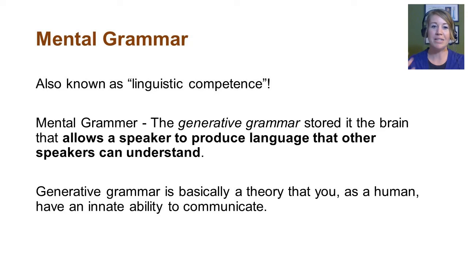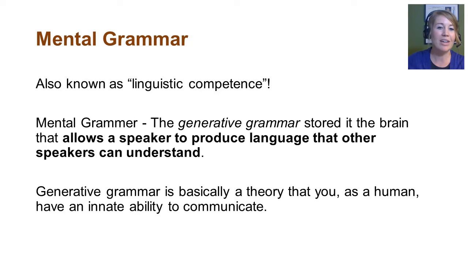So you have a mental grammar. We also call this your linguistic competence, your competence in language, your language competence. Mental grammar is the generative grammar stored in your brain that allows a speaker like you to produce language that other speakers can understand. So, generative grammar is basically this theory that you, as a human, have an ability to communicate and it's innate. You have this working computer system in your head that has stored all these rules about grammar. You were born understanding some of these rules and you're able to use them to communicate and produce language that other people will understand.